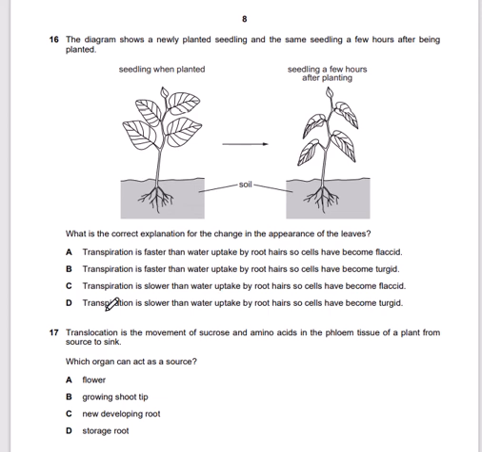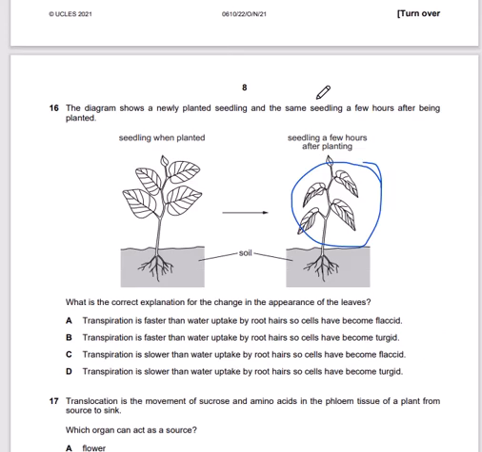The diagram shows a newly planted seedling and the same seedling a few hours after being planted. What is the correct explanation for what happens in the leaves? Basically, this is called wilting. Wilting is when the transpiration rate is more than the water uptake, so that causes a loss of water from the leaves, and they do not maintain their strength, because water provides support. So when there's very little water, it won't provide support.